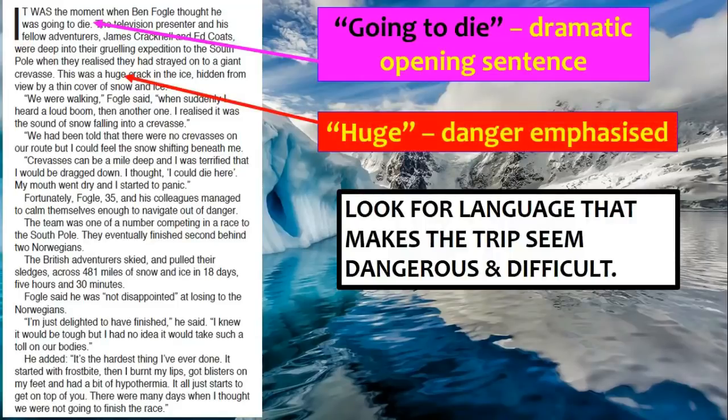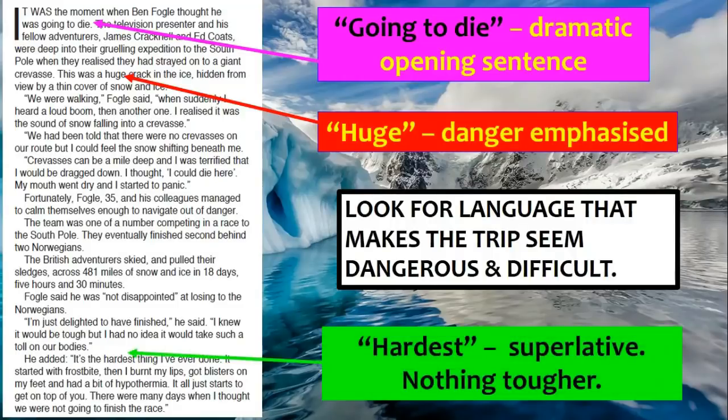This was a huge crack in the ice. So there wasn't just a crack in the ice, it's not a tiny little thing. The adjective huge emphasises the danger. One more. And then at the bottom he says the hardest thing. So the use of the superlative shows there's been nothing tougher in Ben Fogle's life. All the trips he's been on, there's been nothing tougher than this trip. So that shows that this trip must be really difficult.